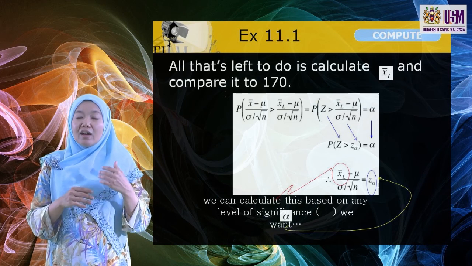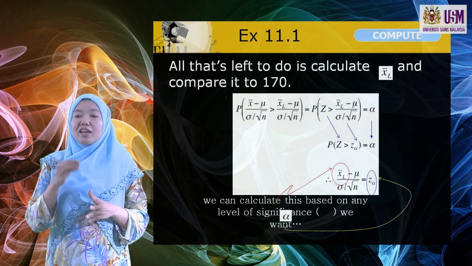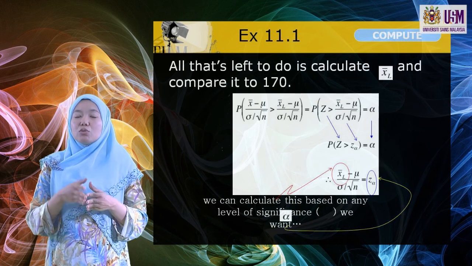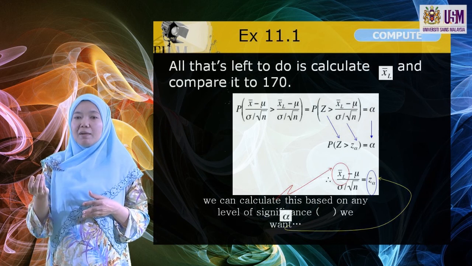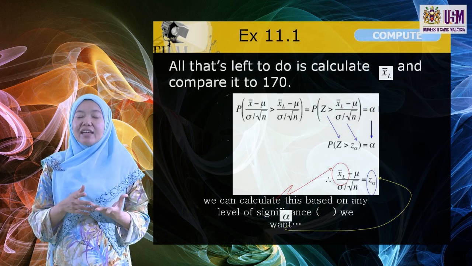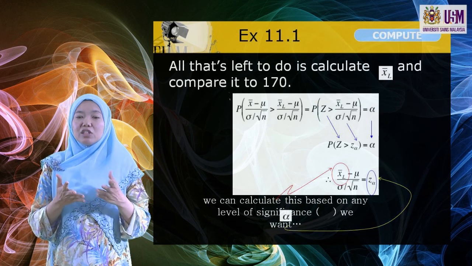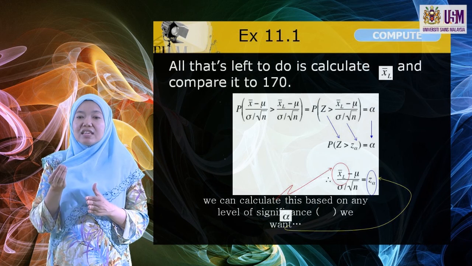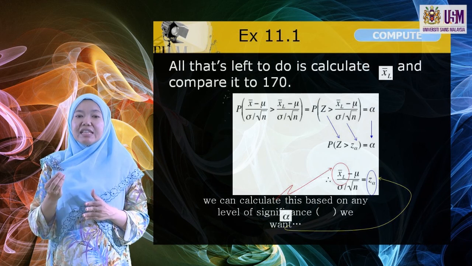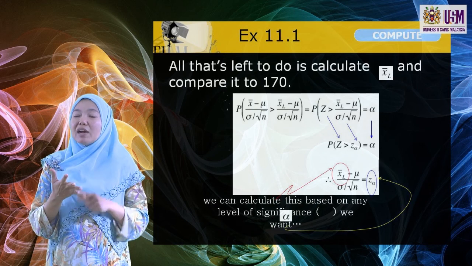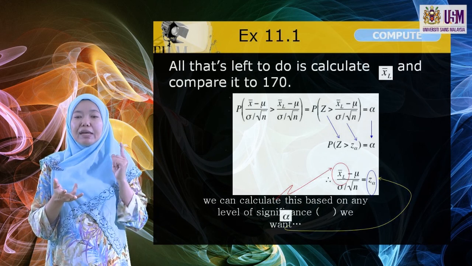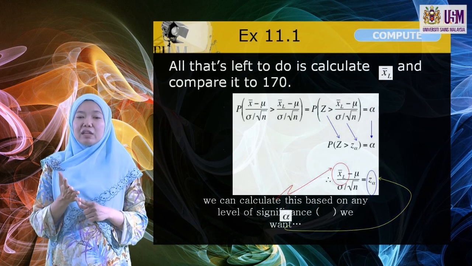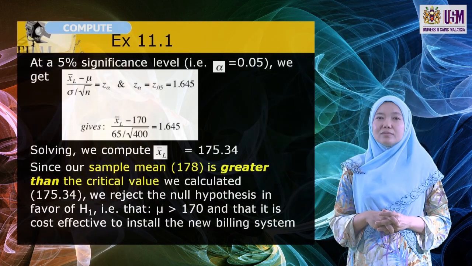So x bar L is something that you do not know, but you know mu, you know sigma, and you know your sample size. So what you want is the probability of alpha. So in this case, we can calculate x bar L minus mu divided by sigma divided by square root of n to get you the z alpha, based on any level of significance. Alpha can be 5%, remember? Alpha can be 1%, and even alpha can be 10% sometimes, even though it's seldom used.